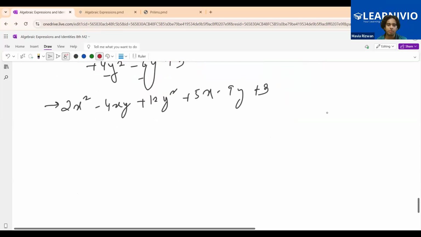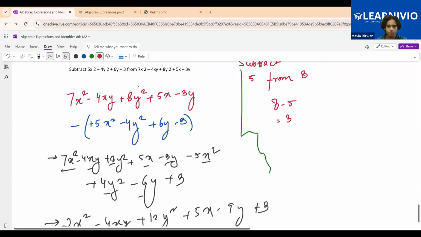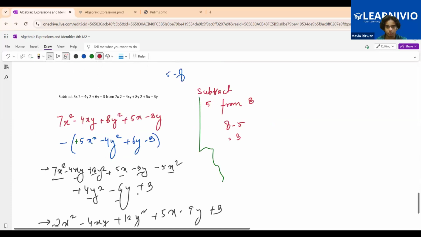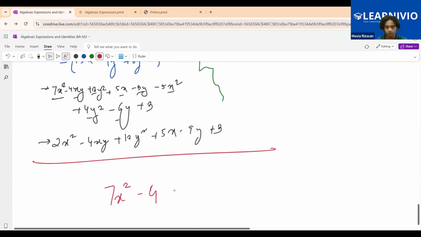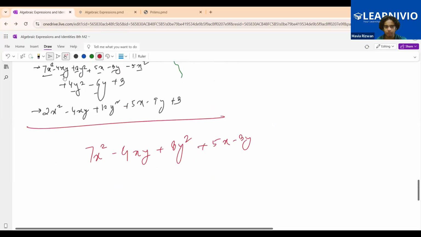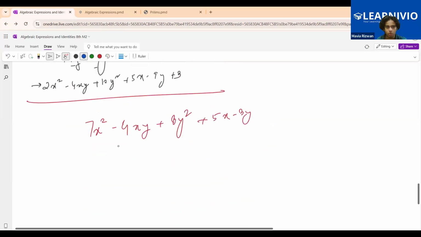Now how to do it by the second method? I'll write this again. So this is 7x square minus 4xy plus 8y square plus 5x minus 3y. And this is 5x square minus 4y square plus 6y minus 3.